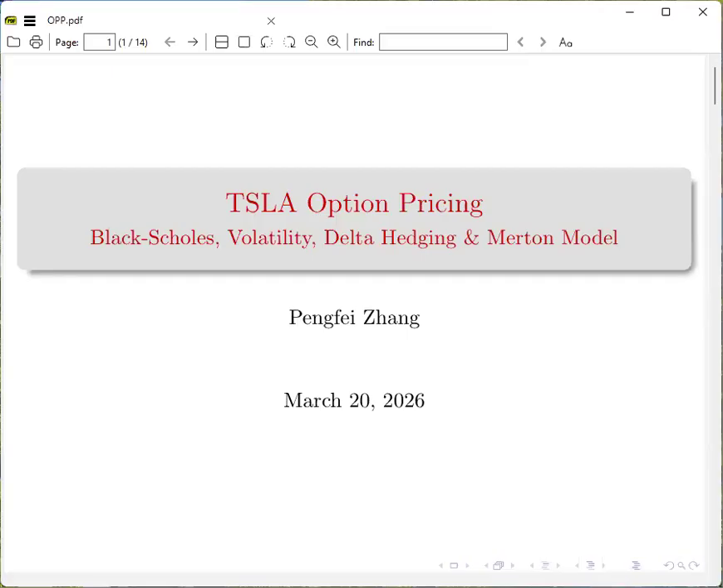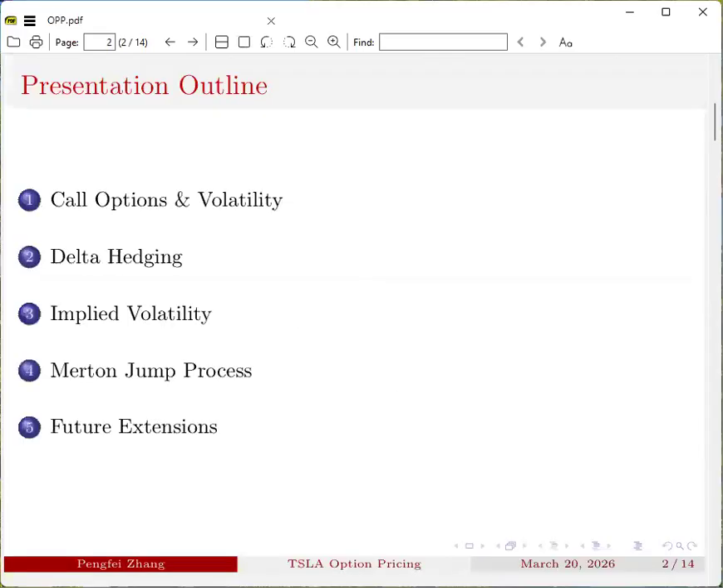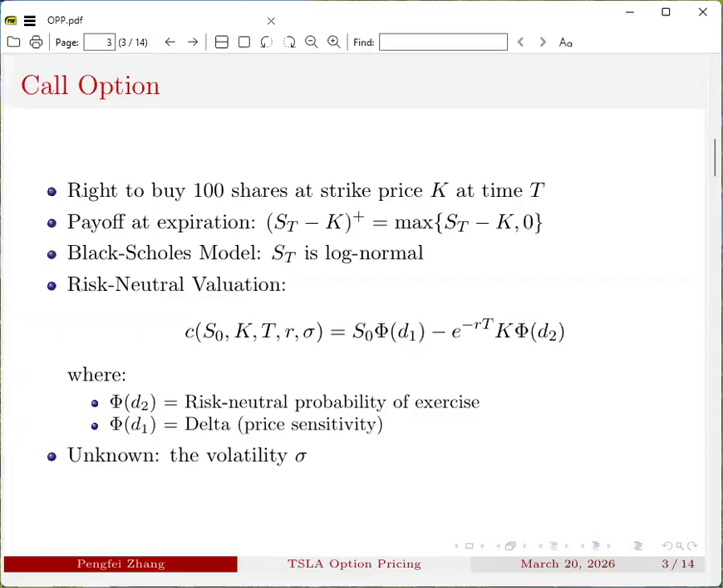In this short presentation, I will examine select option prices using the Black-Scholes model and the Merton model. There are 5 parts. First, a call option. A call option gives the buyer the right, but not the obligation, to buy shares of the underlying stock at a specified price and time. Because it's a right, the payoff at expiration is non-negative.